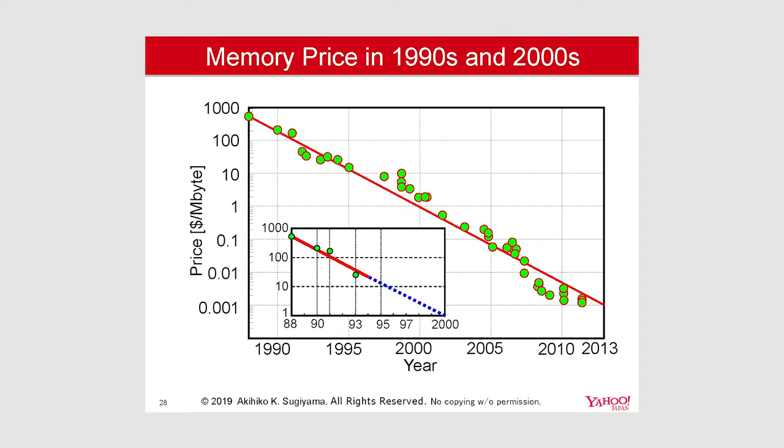Okay, so this shows the memory price reduction with time. It was very expensive, as I said, in 1990. It was more than $100 per 1 megabyte. 1 megabyte, not gigabyte, more than $100. Who wants to pay for it? Only for 100 megabytes, okay? But it kept going down like this.